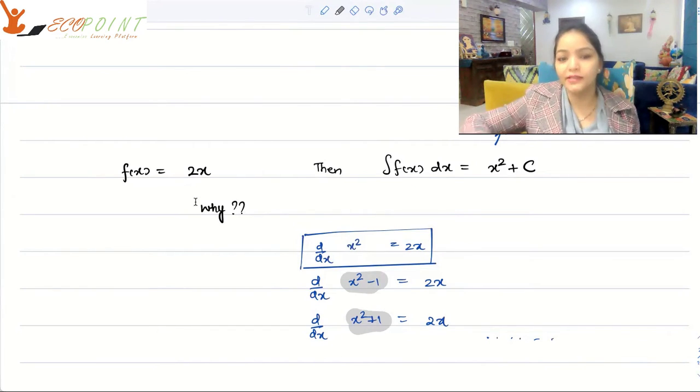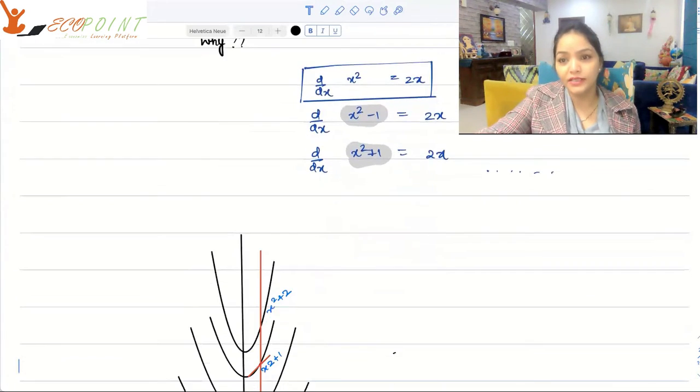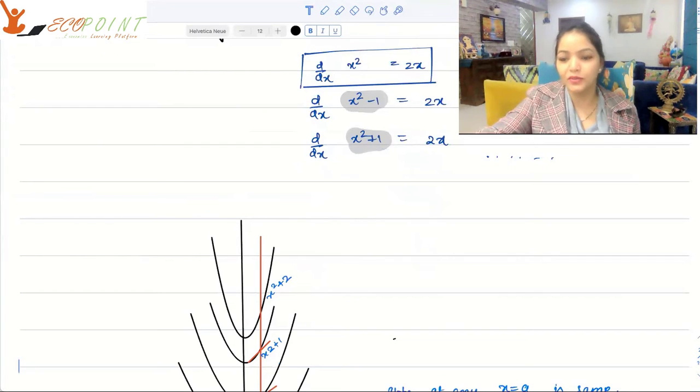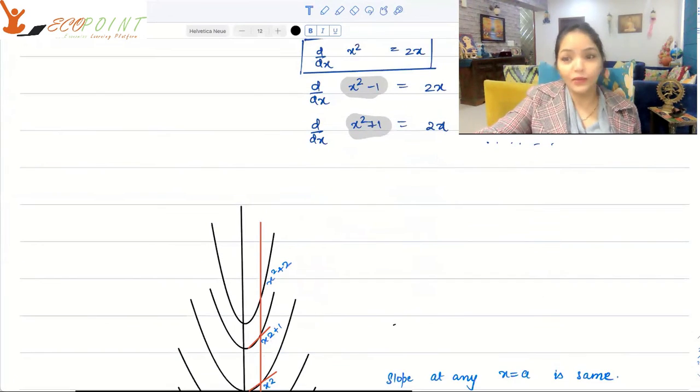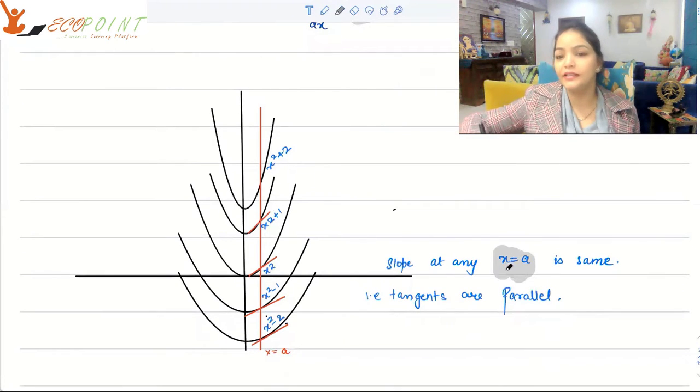So that's the concept of that constant c that you add. When you add or subtract a constant, plus or minus, whichever way, the derivative turns out to be the same. That's why when you integrate, you take the case of plus c, because the slope at any x equal to a is the same. The tangents would be parallel, even if they're not looking that parallel in my diagram, but they're actually parallel to each other.